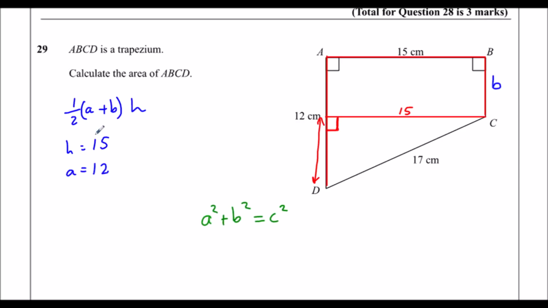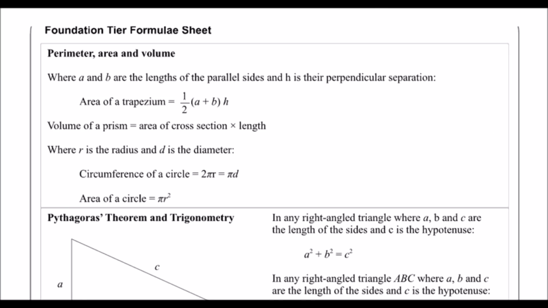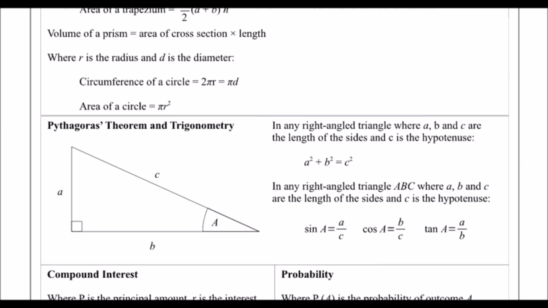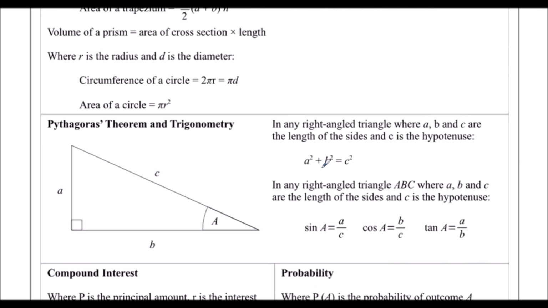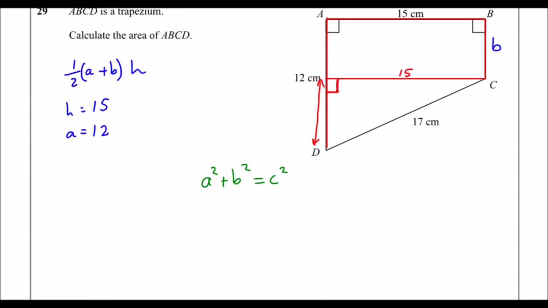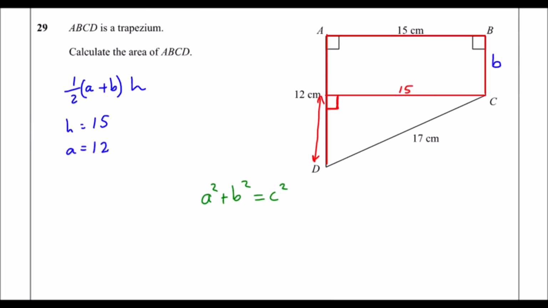A squared plus B squared equals C squared. These formulas, if we just go back to our formula page, area of a trapezium, half A plus B times height, is given to us. And Pythagoras' theorem, A squared plus B squared equals C squared, is given to us. So those two formulas are given in our formula sheet. A and B are the two shorter lengths.